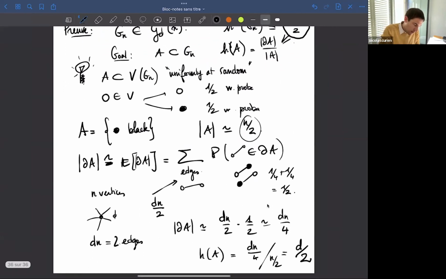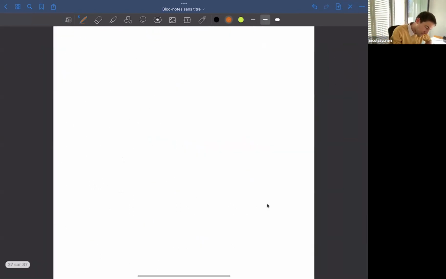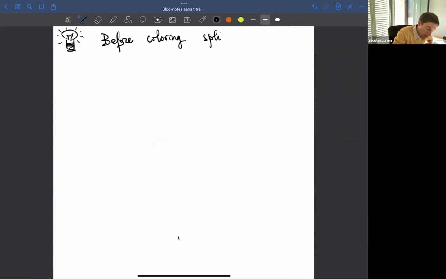How can I get it now? My goal now is to get an additional -2 here. So I need an additional idea, and the additional idea will be to be a little bit more clever before my coloring. Before coloring, the idea is to split the graph Gn into packets.